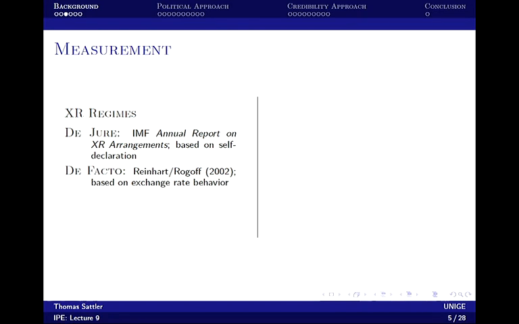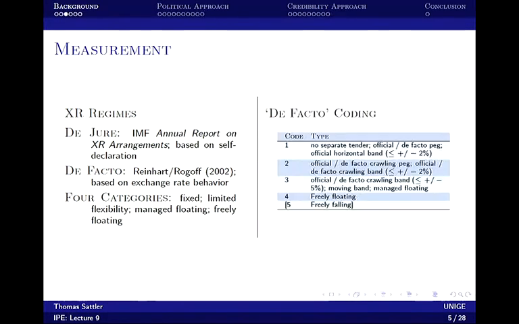Now that requires some arbitrary definitions of what a flexible and a fixed exchange rate is. But nonetheless, we can look at actual exchange rate behavior. And they categorize exchange rates into four categories: fixed, limited flexibility, managed floating, and freely floating. And they apply the following standards. If you have no separate currency, if you don't have your own currency, obviously that's a fixed exchange rate regime. So that means no separate legal tender, right?